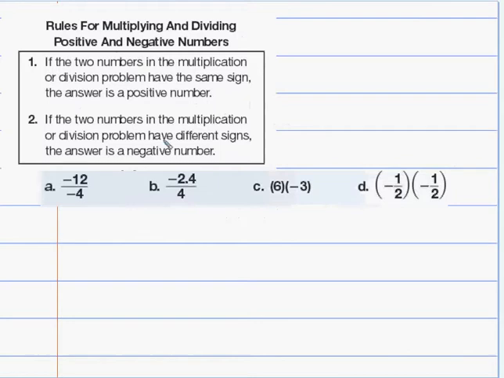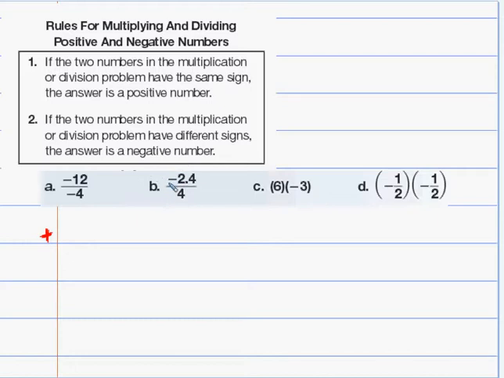I just copied them again here to solve A, B, C, and D. So let's just look at these first. Problem A is a negative 12 divided by a negative 4. Do they have same sign or different sign? They have the same sign. Does it matter which sign they have? No, because my rule says as long as the signs are the same, my answer will be a positive number. So I'm just going to put a positive sign down here, and we're going to answer this in just a minute.